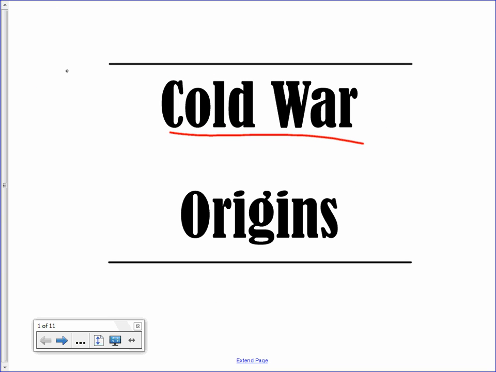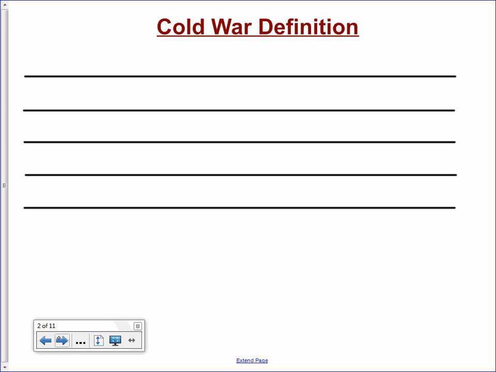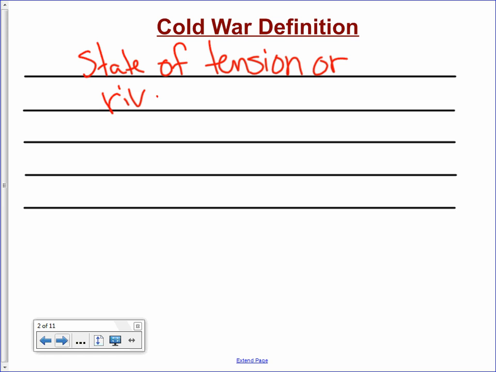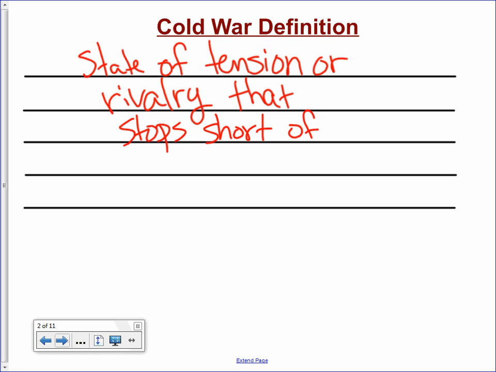Good morning, everybody. We're going to start looking at the Cold War, some of the first stages of it. We'll start first by looking at what the definition is. All right, so the Cold War definition is going to be a state of tension or rivalry. It could be between two people, it could be between two groups. We're going to obviously discuss it between two countries that stops short of war.